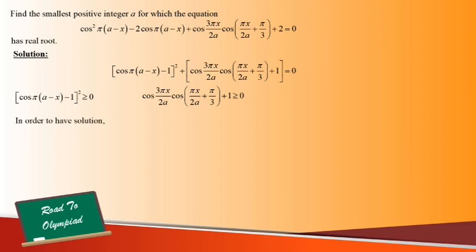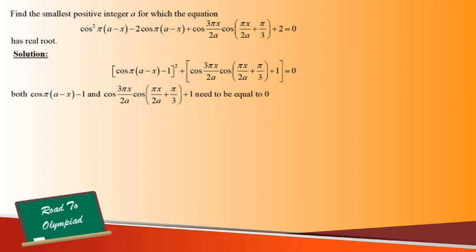Therefore, in order for the equation to have solutions or real roots, we need both the expressions in the brackets to be 0. So we are trying to solve the equation for the case where both expressions are equal to 0. For cos(πa − x) − 1 = 0, we have cos(πa − x) = 1. This tells us that πa − x = 2kπ for some integer k. Dividing by π and moving the x to the other side, we have a = 2k + x/π. We'll keep this equation for later use.